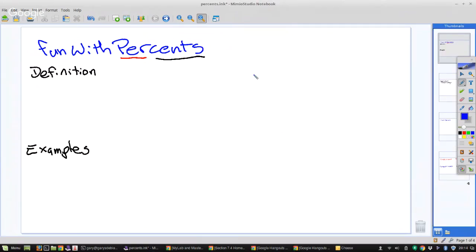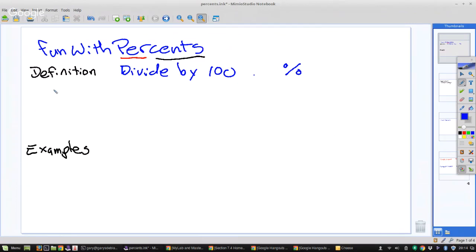Definition. What's a percent? 50%, 20%, 30%. What does it mean? Well, per usually means divide. Cent means 100. So percent means divide by 100. And literally, that's what the symbol means. I mean, think about it, right? Division bar, 0, 0 for 100.